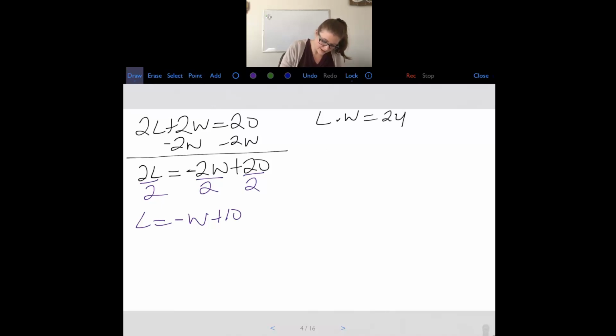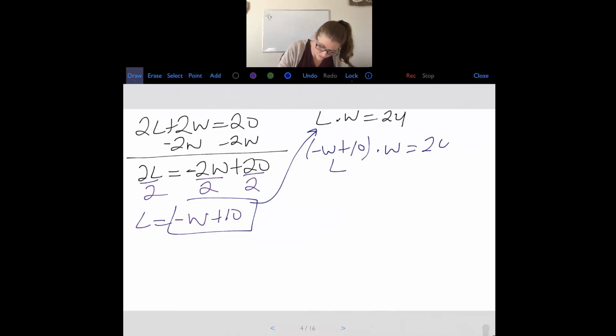Now remember I had a second equation, L times W is equal to 24. I can substitute what I found for L into this equation. So I have negative W plus 10, which is my L, times W is equal to 24. Now we distribute. So we have negative W squared plus 10W is equal to 24, and here is my quadratic equation. It appears in a problem similar to this. Now to solve, it doesn't look like the square root property, so I'm going to move everything over to the right to keep my W squared positive.